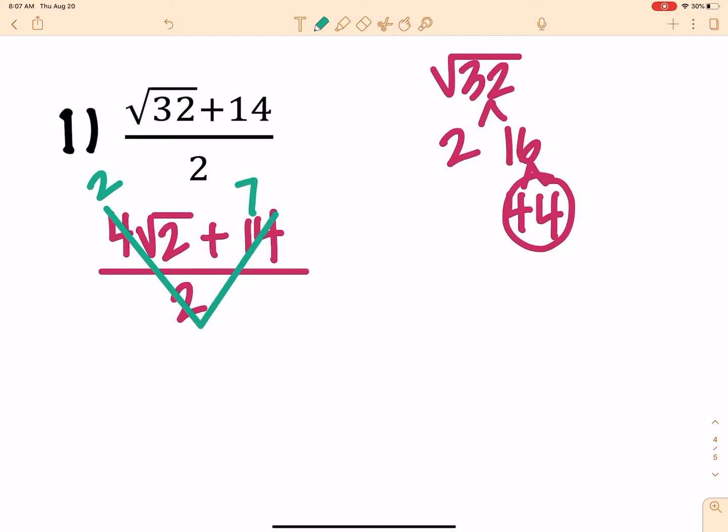You would not be able to do that if, for example, this 14 instead was like 15. We wouldn't be able to simplify because you can only do it to one of the numbers on top. You have to be able to do it to everything on top in order to go on to this next step. So if both 4 and 14 were not divisible by 2, we would not be able to move on. Okay, so then we just simplify. So obviously there's a 1 left over on the bottom. So your answer is 2 rad 2 plus 7. And obviously we don't have to say over 1 because we do not need to.